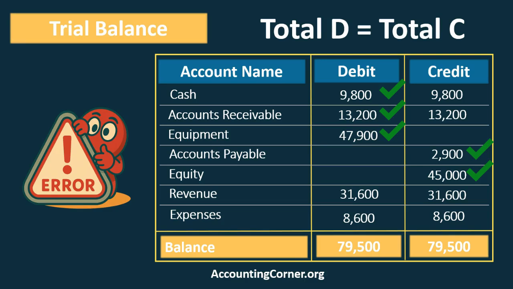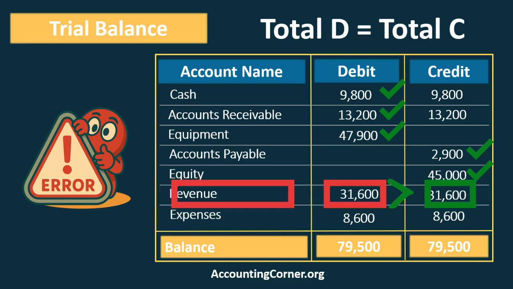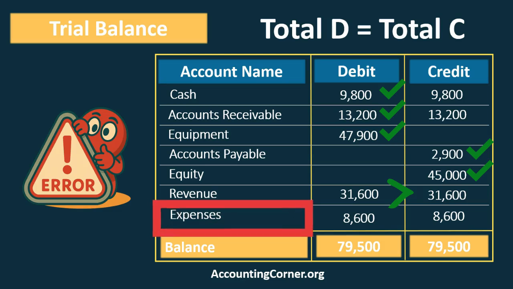Revenue is also a credit balance, so it's moved from the debit side over to the credit side. And finally, expenses move from the credit column to the debit side, because all expenses increase with a debit entry.